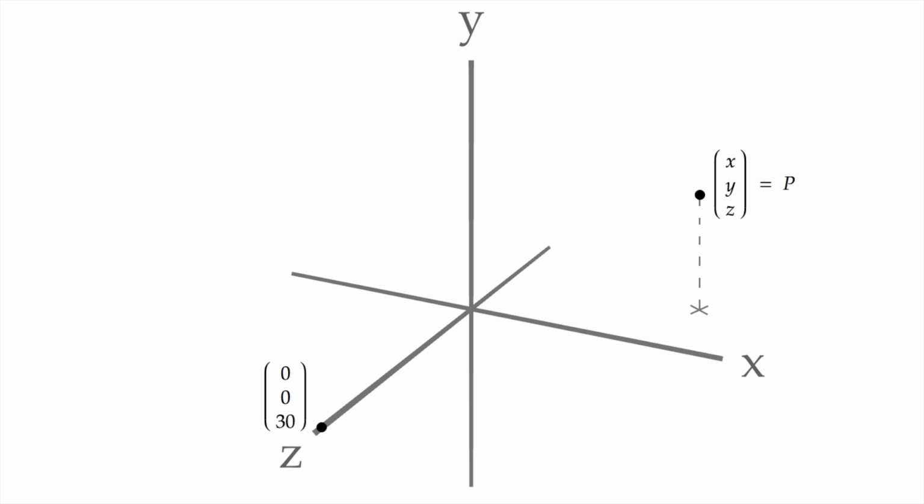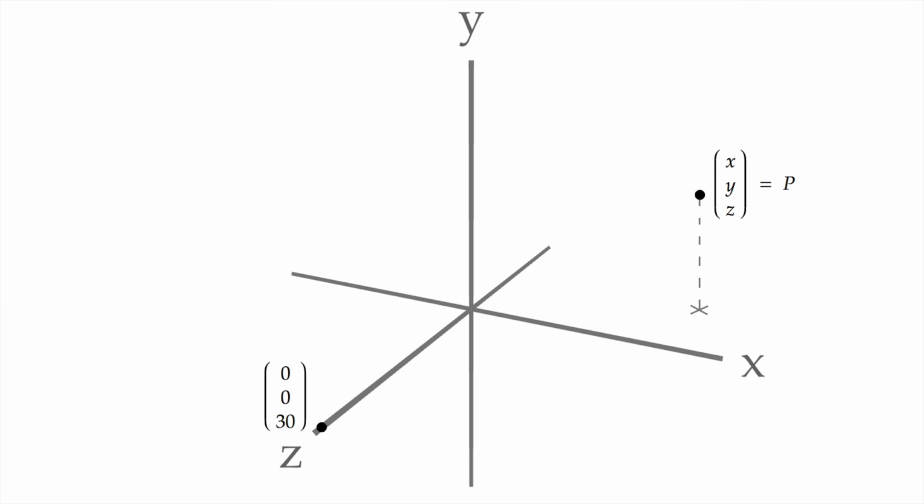Okay, so how do we do this mathematically? First, we need to decide where we are exactly on the z-axis. I'm going to choose the point 0, 0, 30. But you could choose any other point you want. It doesn't matter. Although, I do recommend not choosing one that's too close to the origin, because then you might not be able to see much.